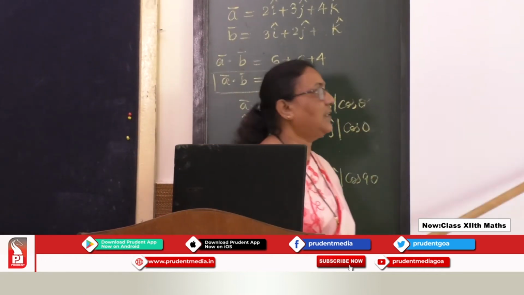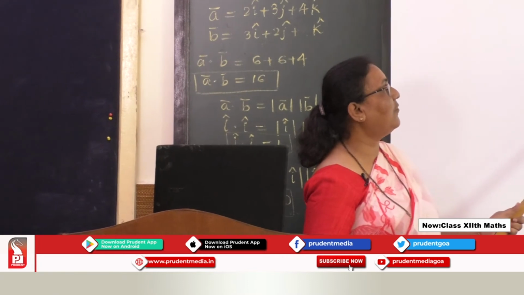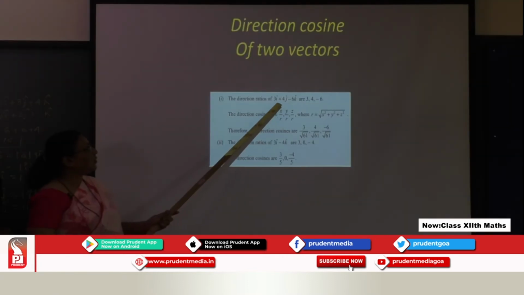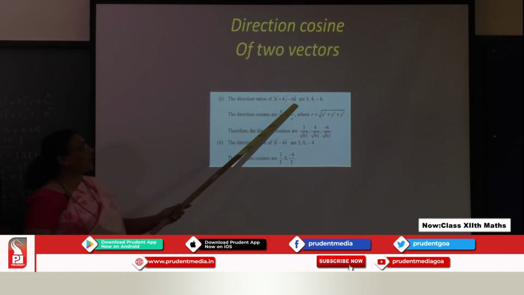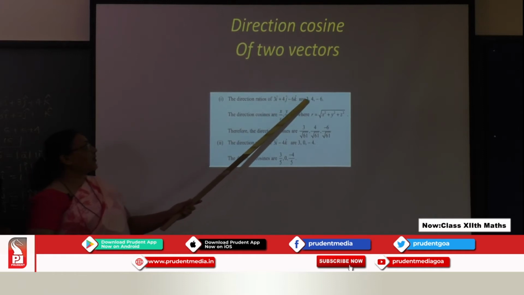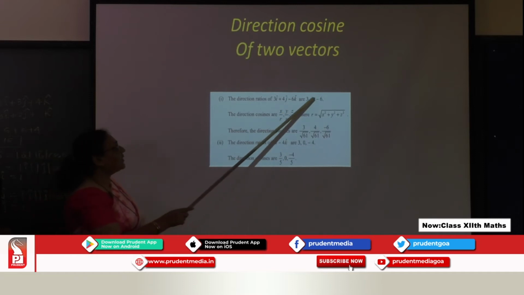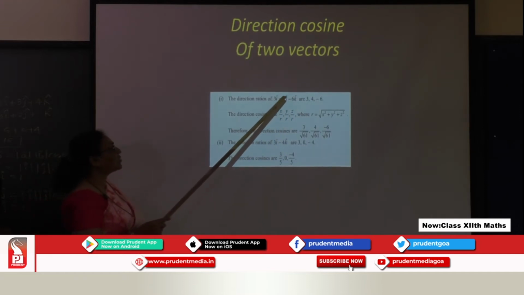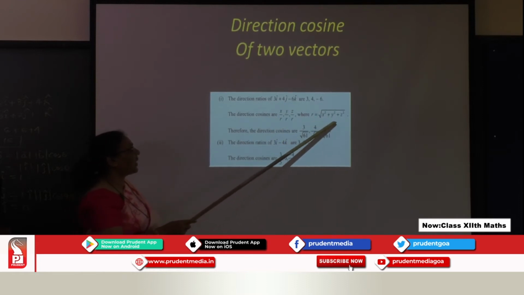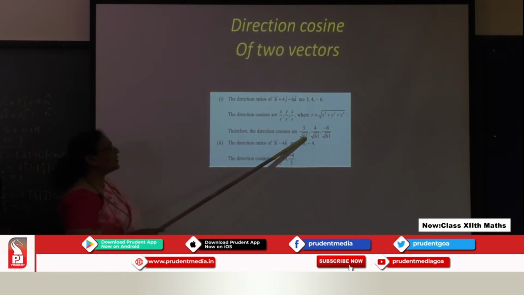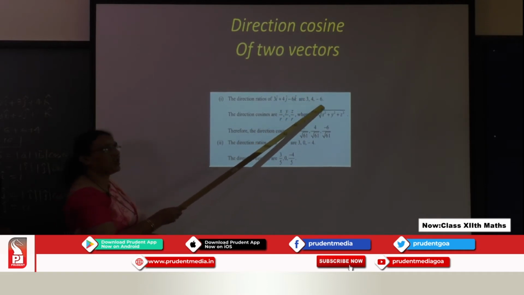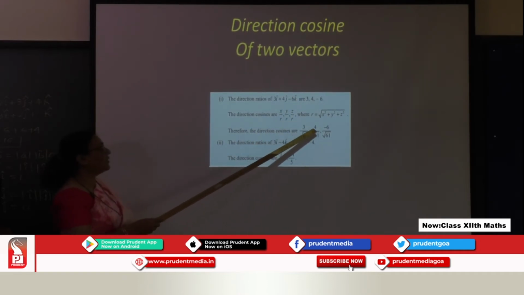Now see, this is a vector given in the form 3i, 4j and minus 6k. The coefficient of i, that is 3, the coefficient of j, that is 4, and minus 6, these are called direction ratios. When you take the magnitude of this vector, that is 3 square, 4 square and 6 square, you will get root of 61. When you divide these direction ratios by the magnitude, then it is called direction cosine.